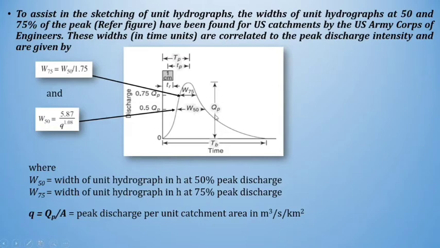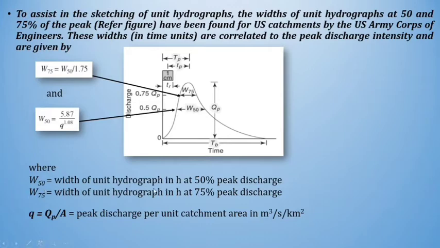You have to estimate first of all the peak discharge, then at the 50% of the peak discharge value, whatever the width of hydrograph you are going to obtain, that can be obtained by this empirical formula: W50 = 5.87 divided by q raised to 1.08. After finding out the width at 50% peak discharge, you can find out the width of hydrograph at 75% peak discharge by the formula W75 = W50 upon 1.75. If you know the width at 50%, you can find out the width at 75% of the peak discharge.